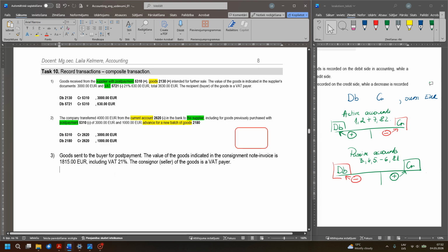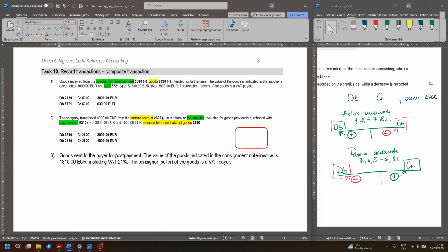So we send goods to our client, to our buyer, on post payment terms. Post payment terms mean that we sold the goods, sent the goods, but didn't receive the money yet. And the value of these sold goods is 1,815 euros, including VAT. So again, we will have two parts. This is a composite transaction. In the first part we record the amount without VAT, and the second is VAT.